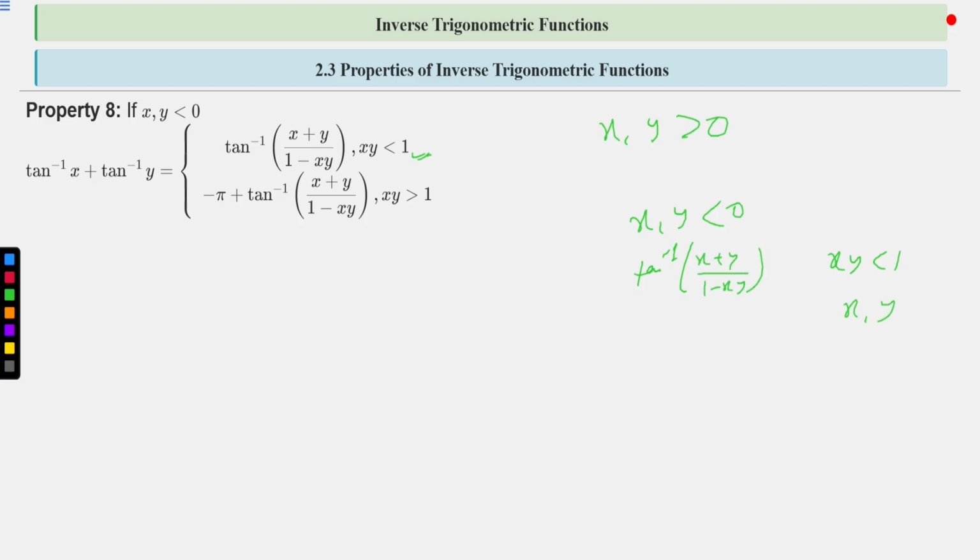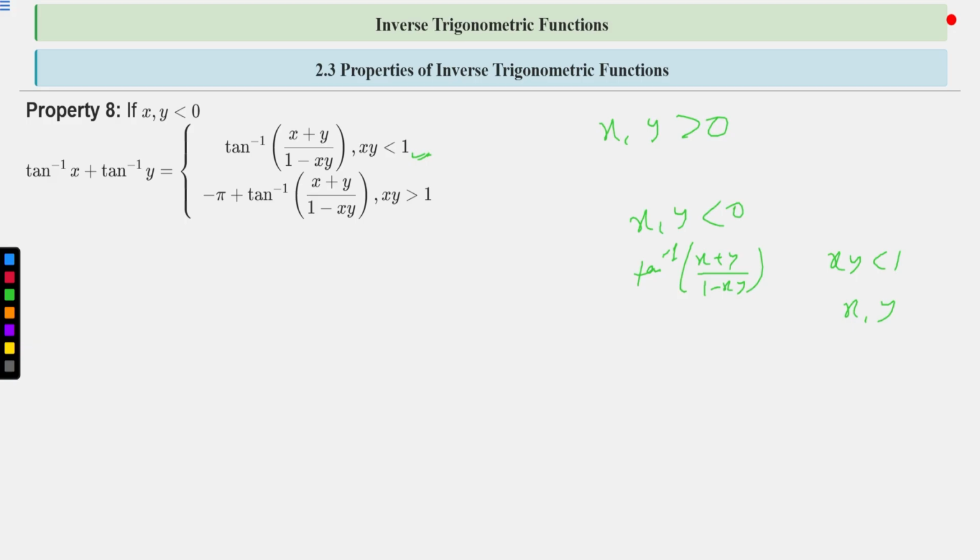Whatever the value of x and y, whether both are positive or both are negative, for both cases, when xy is less than 1, tan inverse x plus tan inverse y will be equal to tan inverse of (x plus y) upon (1 minus xy). But for the case when xy is greater than 1, the value of tan inverse x plus tan inverse y will be equal to minus pi plus tan inverse of (x plus y) upon (1 minus xy) for negative values, right? So the problem arises when xy is greater than 1, right?